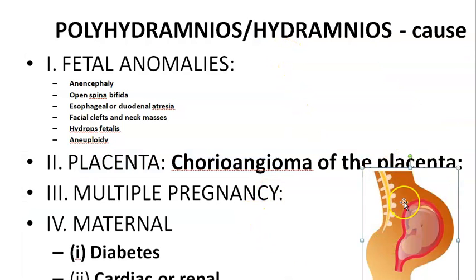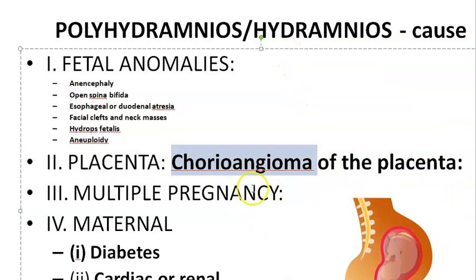Now what will the placenta abnormality be? Chorioangioma. This is what they told you even in the acute condition. So what is happening here? There's a tumor, right? And what is it doing? Increased transudation. That's what they're saying. Again, the production is more here.